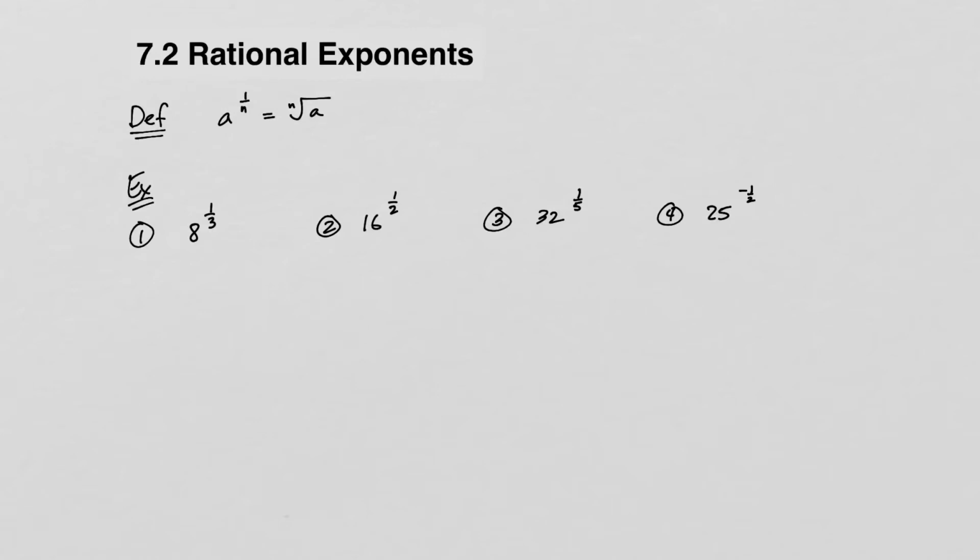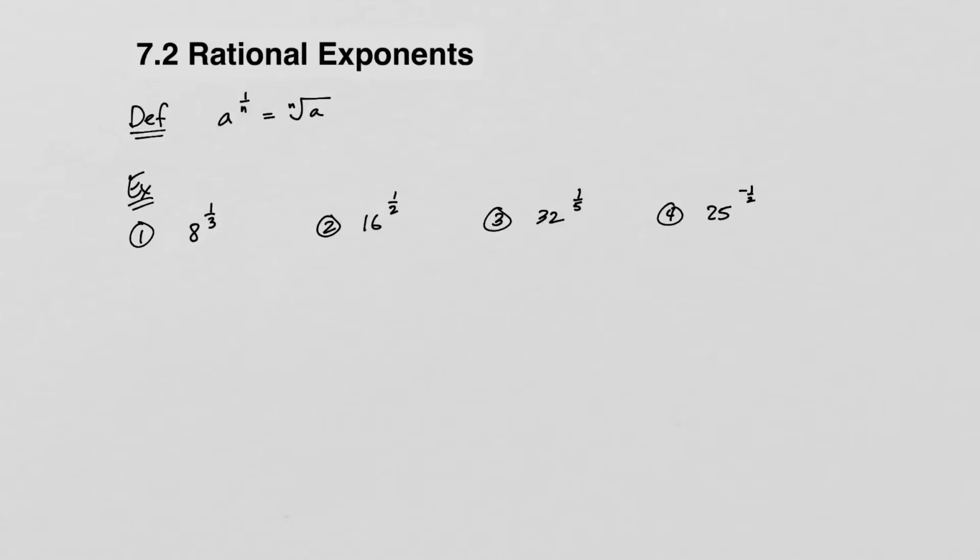In section 7.2, we look at an alternative method for talking about radicals, and this is the topic on rational exponents. The word rational just means fraction, and so a rational exponent is an exponent that is a fraction. We'll start with a basic definition. If you have a number a raised to the power 1 over n, this is defined to be the same thing as the nth root of a.